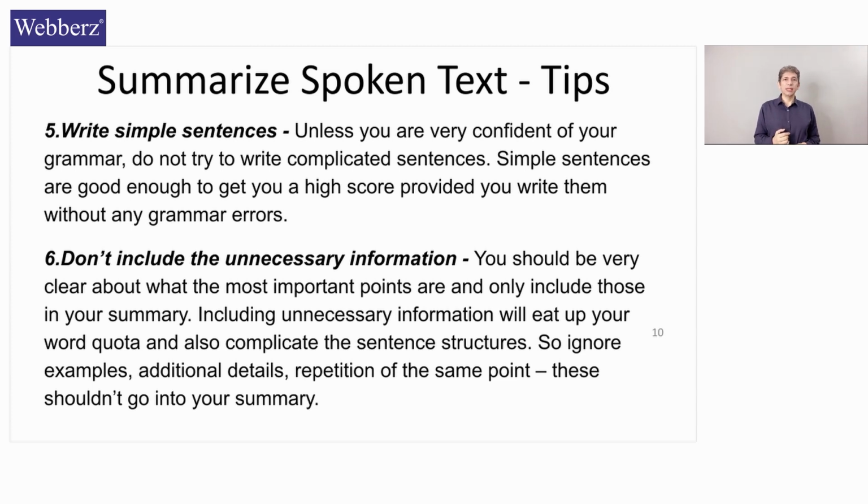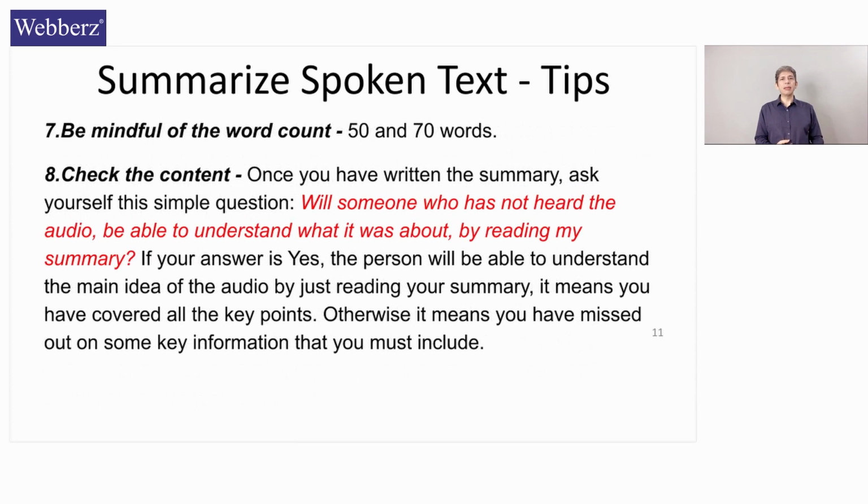Tip number 6, do not write unnecessary information. Do not beat about the bush. Be straight to the point. Tip number 7, be mindful of the word count. Remember, there's a word counter below. You have to write between 50 to 70 words. Tip number 8, check your content. Once you write it down, you have to revise your work. Why? There's a reason. The reason is the examiner who is reading should understand the summary.